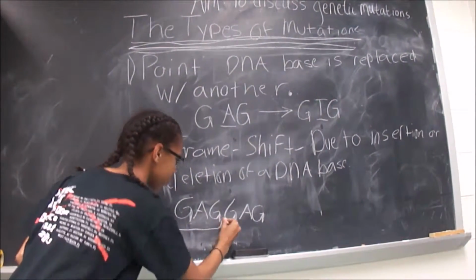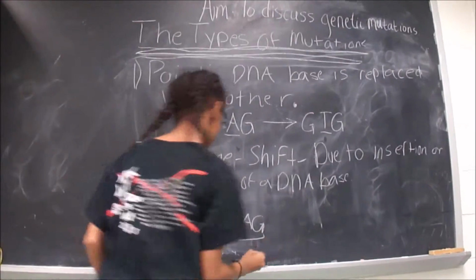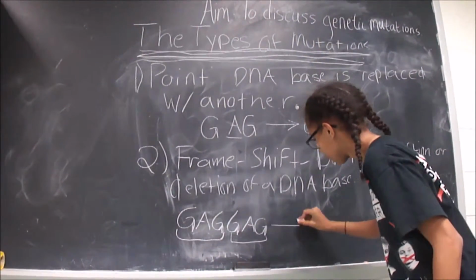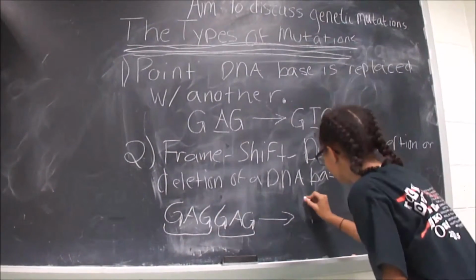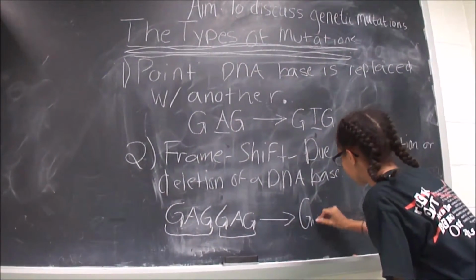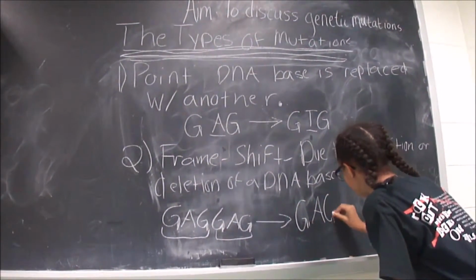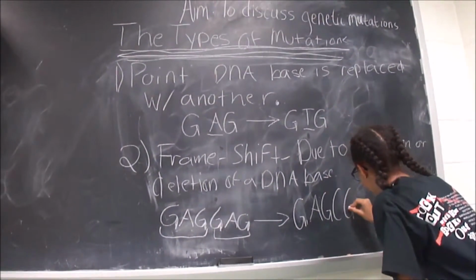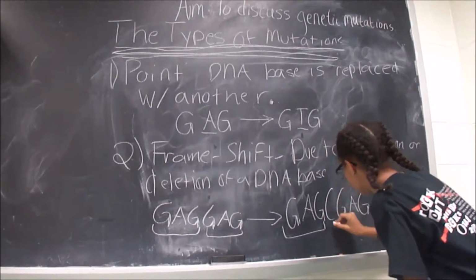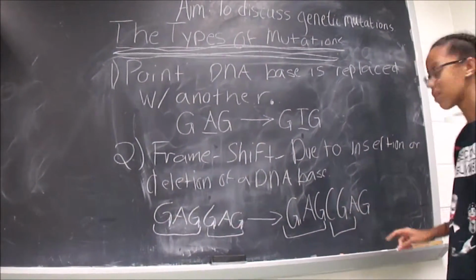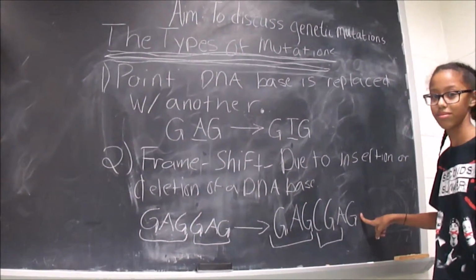Right now, it would be read as GAG, GAG. But if we, say, added a C, which is cytosine, somewhere, now it would be read as GAG, CGA, with an extra G on the end.